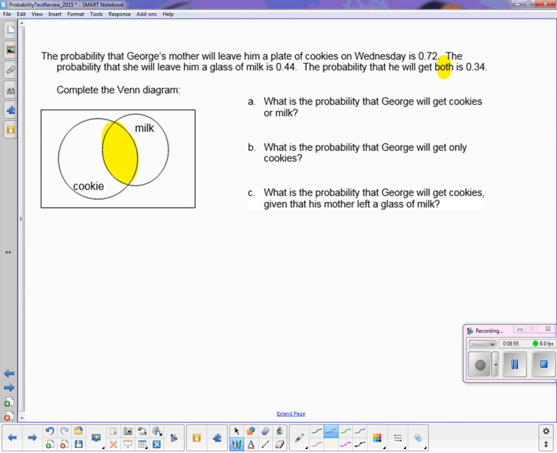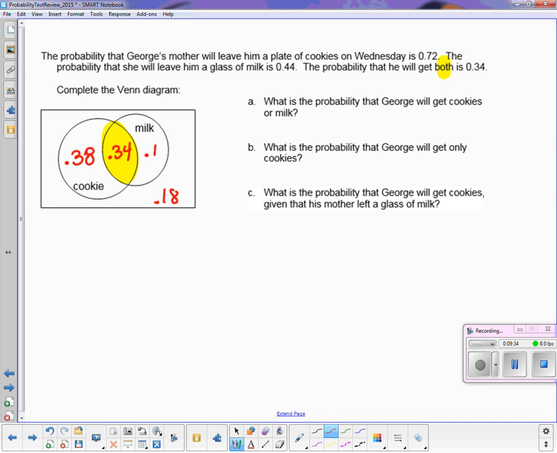But we'll look at both. So we're going to start with 0.34 in the middle, which is where we started here. And then we're going to kind of work backwards and do our subtraction to find the other parts. If I have cookies as 0.72, then I'm going to subtract 0.34 from that, and I get 0.38 as cookies only. We'll also subtract 0.34 from the milk of 0.44, and I get 0.1. And then what's the one that's missing? None. Okay, so neither cookies nor milk, and that would be 0.18, because you know that all the numbers inside the Venn diagram have to add to be 1.